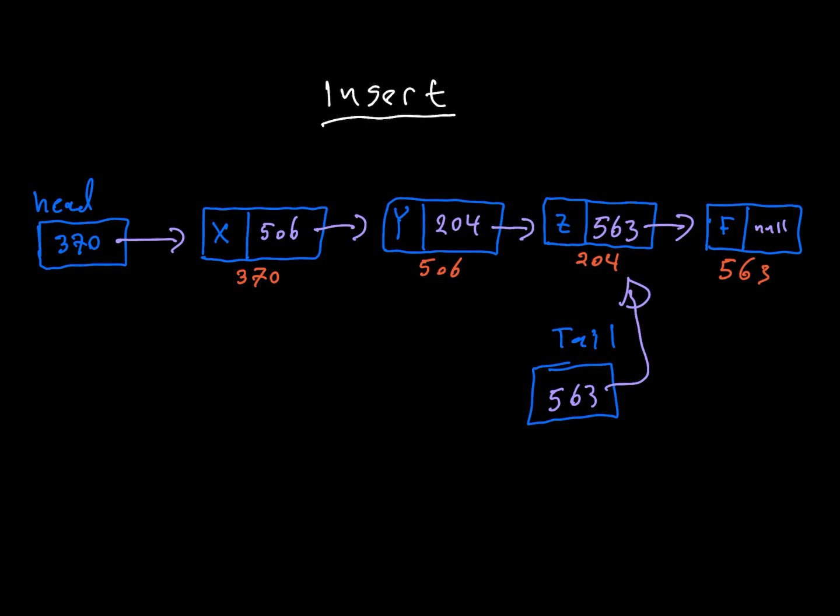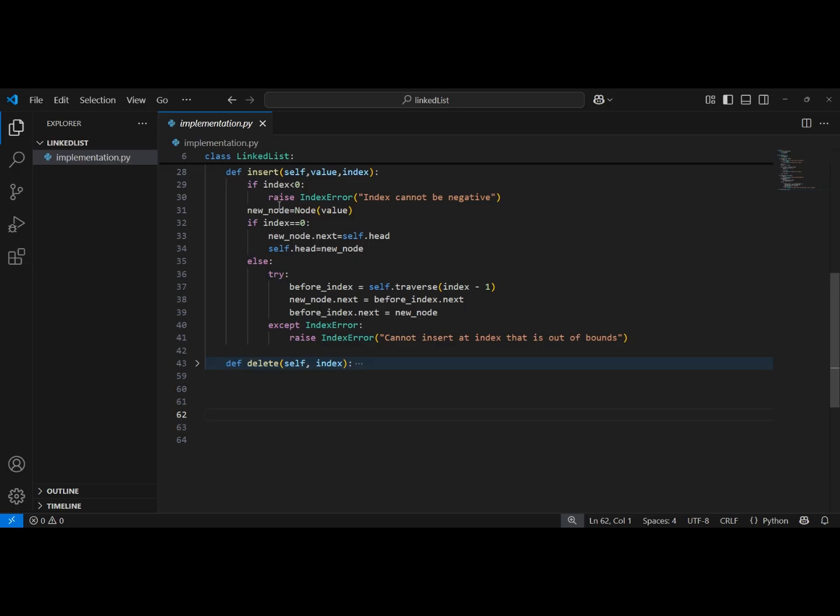Most likely your insert is going to have a big O of n time complexity, but if you keep track of your tail, the last node in your list, you could have a constant time complexity, right? Big O of 1. The implementation for insert. We have a method that passes in the value, the data that's supposed to be stored in the node, and the index within the sequence that we're interested in storing it at. So if our index is less than 0, that means obviously that's not possible. We've hit an error, so raise the exception.